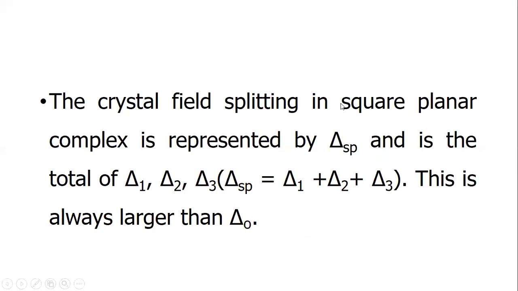The crystal field splitting in a square planar complex is represented by delta sp, and is the total of delta 1, delta 2, and delta 3: delta sp equals delta 1 plus delta 2 plus delta 3. This is always larger than delta naught.